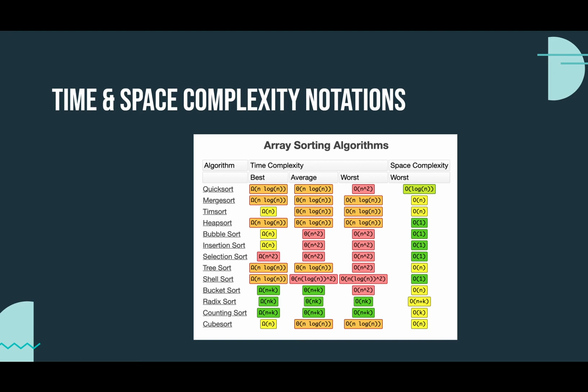And the time complexity is generally how fast your algorithm can solve it. And this is generally in big O notation or theta notation. For example, the algorithms are quicksort, merge sort, Timsort, heap sort, and you can view their best, average, and worst time complexities and their space complexities respectively.